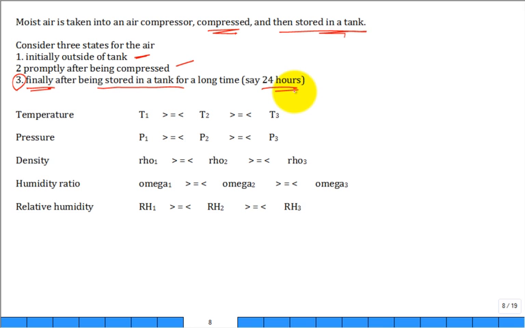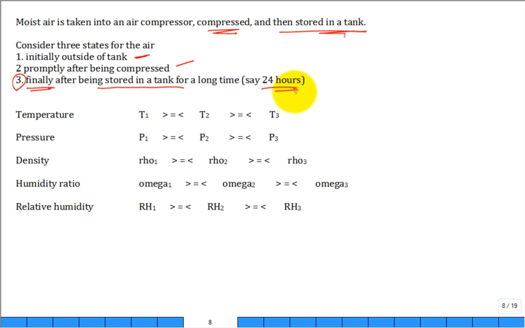And then finally, after a long time, state 3, it's stored in that tank, let's say 24 hours later. What do you think is going to happen to the air temperature that's in that tank after 24 hours? It's going to cool back down to the atmospheric room temperature. Now, what will happen is as it cools, the pressure will drop in the tank, the compressor will kick back on, and it'll make sure the pressure stays there. So I'm going to think about constant pressure cooling. I know that's a little skip, not constant volume cooling, but constant pressure cooling in that tank.